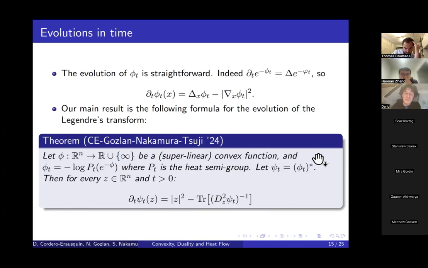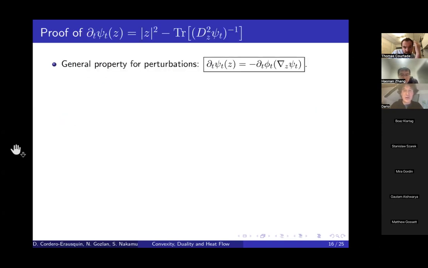Okay, so this is the equation for psi t. If there are any questions, please do not hesitate to ask. So now we have this equation. I will first give you the proof of this result. Somehow, by waving hands, you will see why.